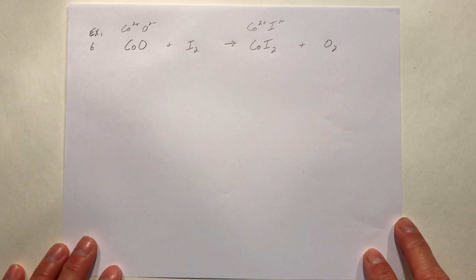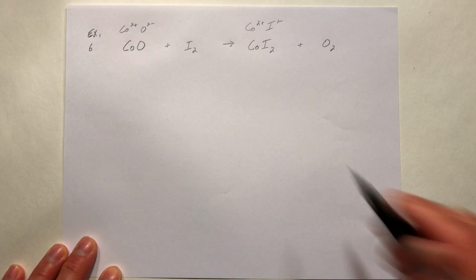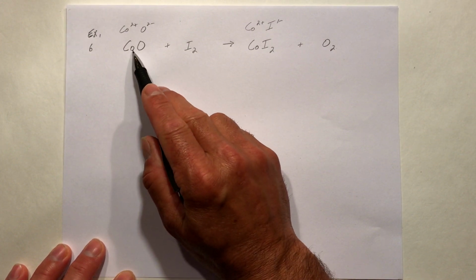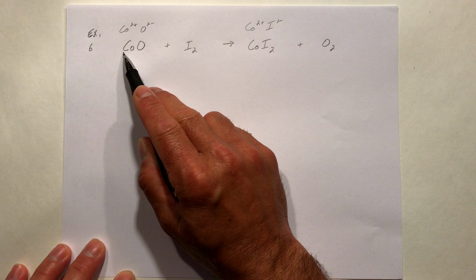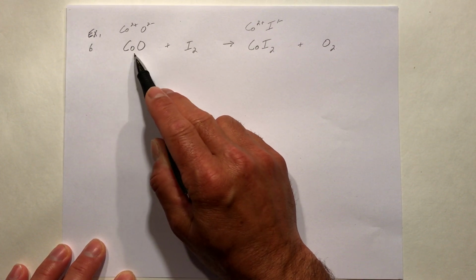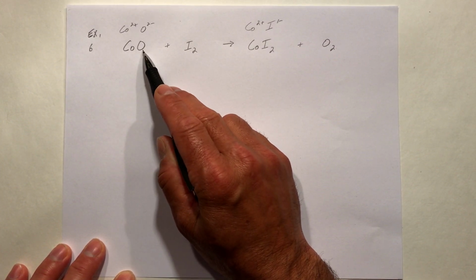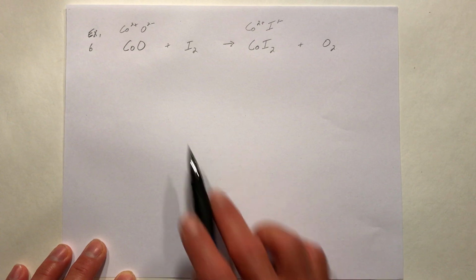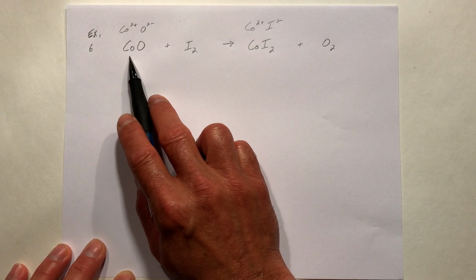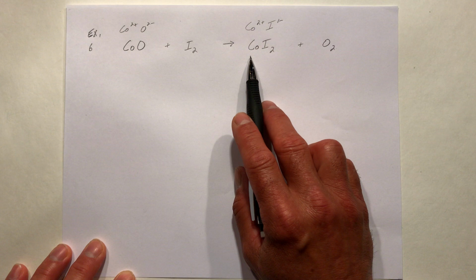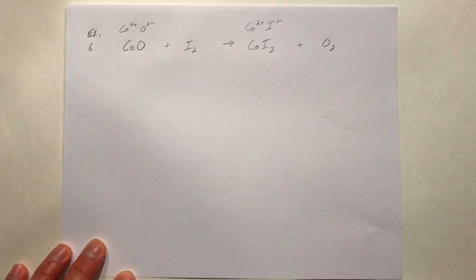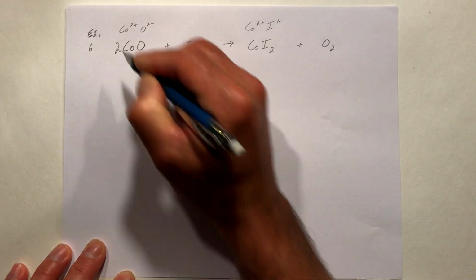Here's another example, number 6. Be careful about your penmanship when you write these out. There's a difference between a little o, that's part of Co for cobalt, and a big O that represents oxygen, or the O2 minus ion. All right, so we have 1 Co on the left and 1 Co on the right, 1 big O on the left and 2 big O's on the right. So we're going to put a 2 in front of this thing.